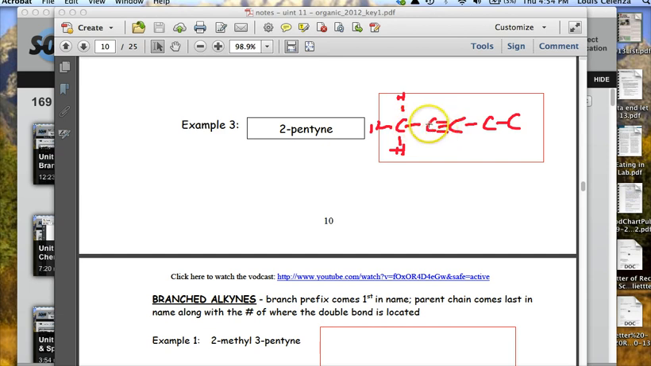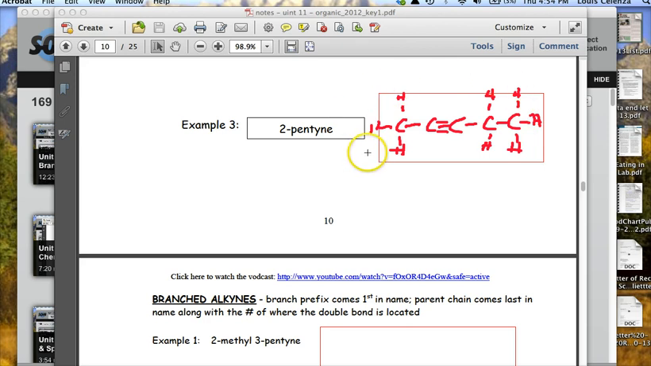Same thing here. This carbon has 2 bonds, one here and one here, so it needs 2 H's also to complete the 4 bonds. This carbon has 1 bond, so it's going to need 3 H's. Okay, and so you can see that that's what the structure would look like.